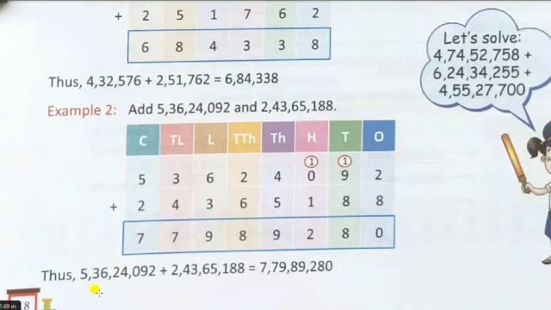So this way we can say that 5 crore 36 lakh 24,092 added with 2 crore 43 lakh 65,188 gives the sum as 7 crore 79 lakh 89,280.